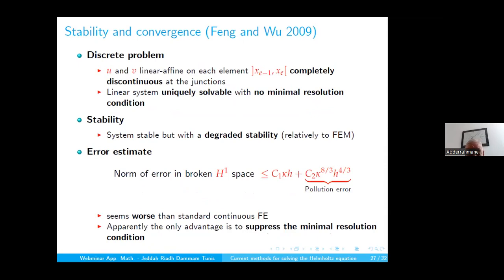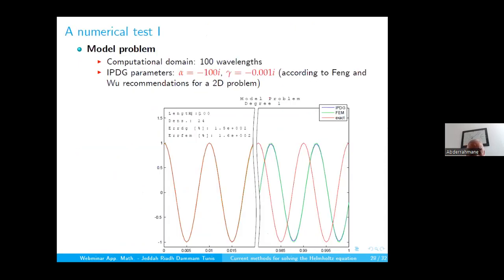And they were able to analyze the problem and prove stability and convergence. But it seems that their estimates are not optimal because for usual computation, you find that the method has the same order of convergence, at least for alpha purely imaginary and gamma purely imaginary, as the usual finite element method.